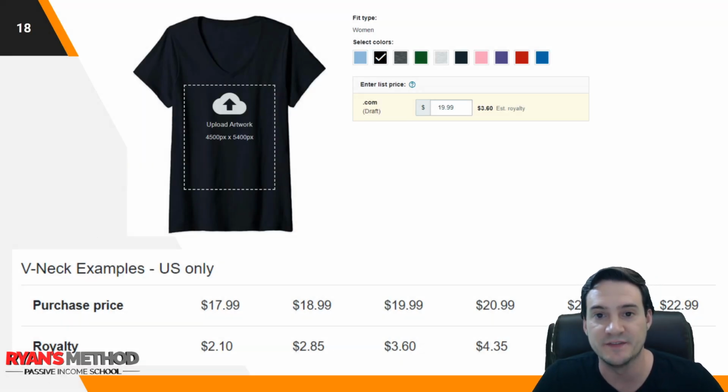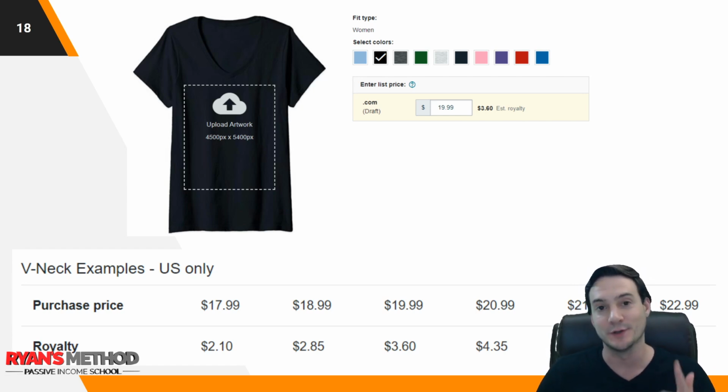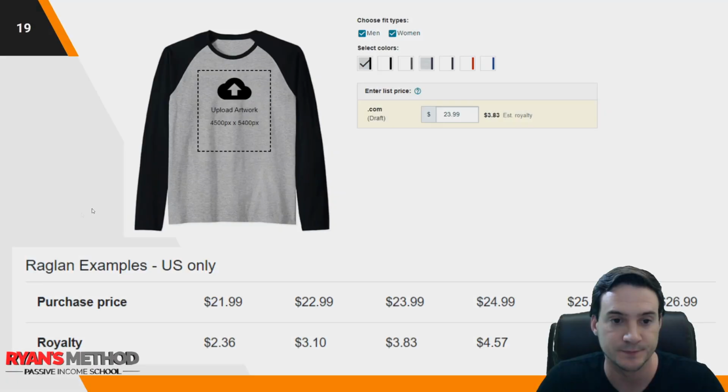V-neck shirts, I believe this is in women's fit type only. It'd be cool if they got men's V-necks eventually, but currently still not a thing. At $17.99, you'll make a royalty of $2.10.